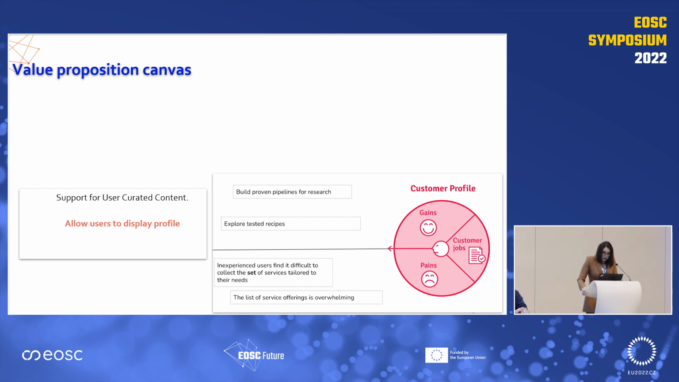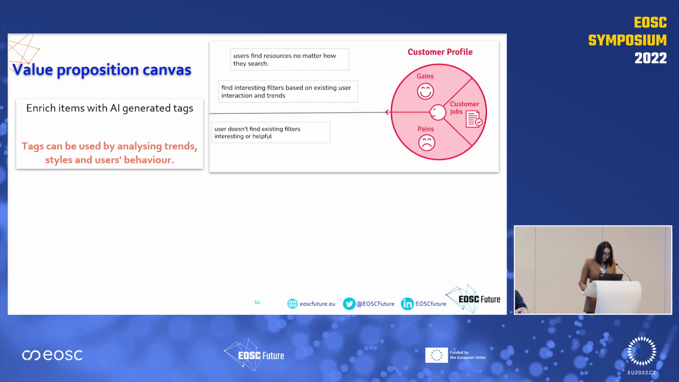Support for user-curated content. We want to allow experienced users to optionally display their public profiles and to say, look, I used this, this, and this, and maybe this kind of human-curated list of services and resource recipes can help other users who are not that experienced to accomplish similar research goals. Use AI auto-tagging, that's kind of clear, I guess.